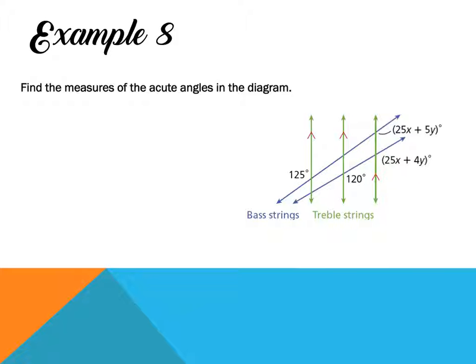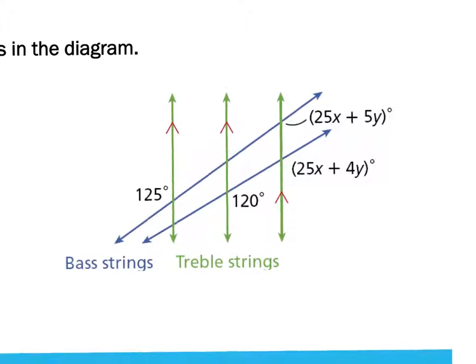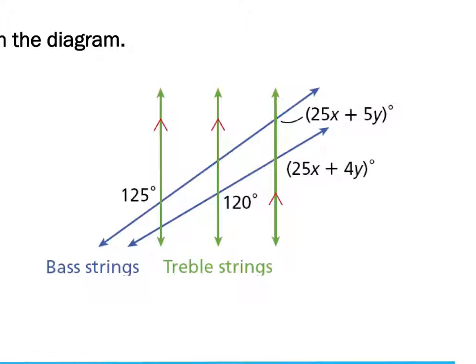All right, so if I look at those angles, now the vertical lines are parallel, the slanted ones are not. Okay, relationship between 25x plus y and 120 would be corresponding, so those would be congruent. 25x plus 4y would equal 120. And then 25x plus 5y and 125 are alternate exterior. Those would also be congruent.